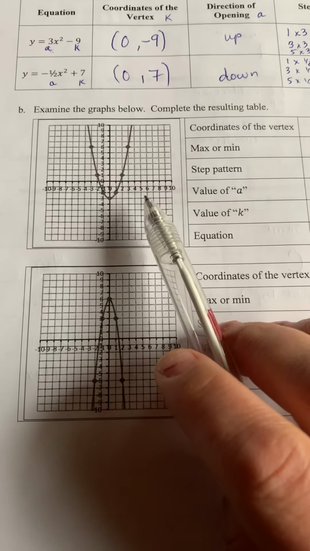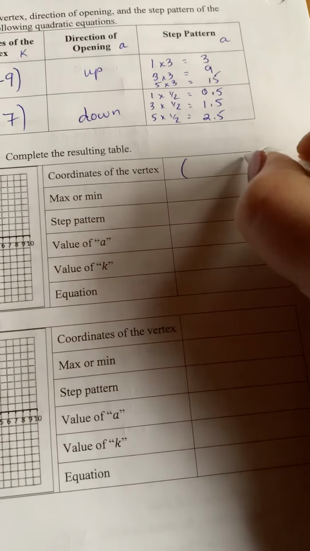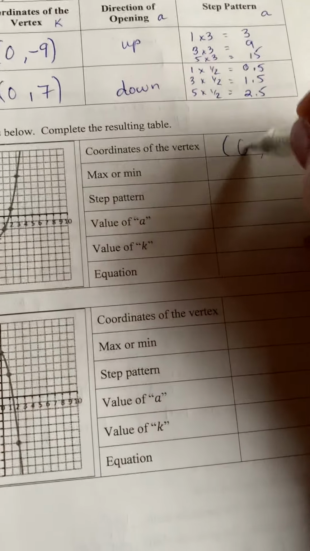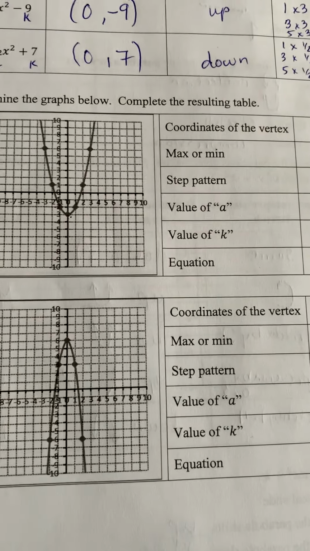Examples here. So examine the graphs below and complete the resulting table. So, coordinates of my vertex. Again, guys, I always put my x coordinate first and then my y coordinate. My x value here is 0. My y coordinate here looks like a -3. Okay, they can't make that grid any smaller.